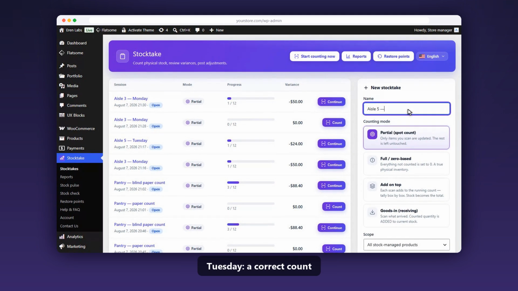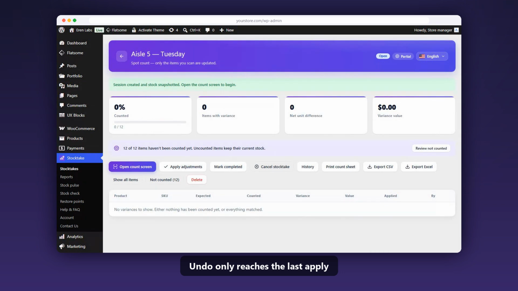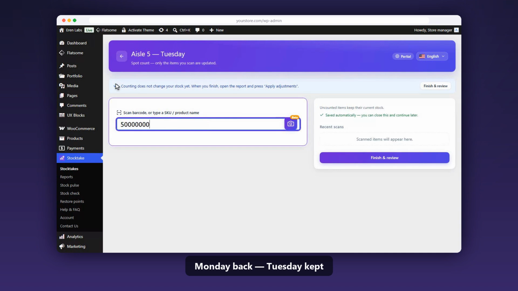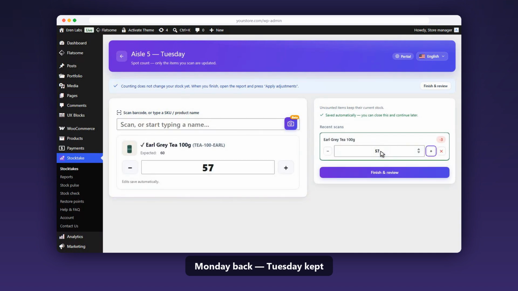Tuesday. A different aisle, a different person, and this count is right. Earl Grey really is 57. This is where undo stops helping. Undo only reaches the last apply, and you do not want the last one. You want Monday back and Tuesday kept.